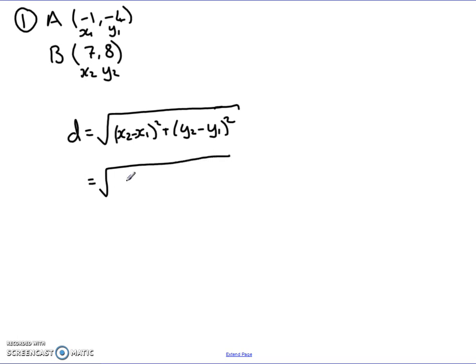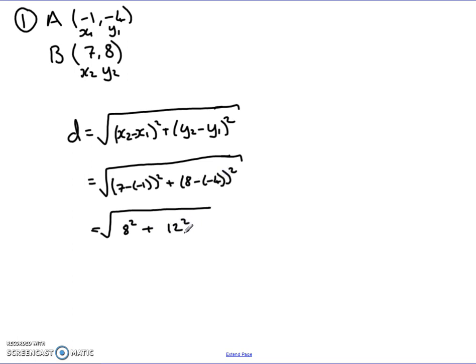So in doing this, my x2 minus x1 becomes quite simply 7 take away -1 squared. My y2 minus y1 becomes 8 take away -4 squared, and then I've got the square root overall. Then it's just a case of doing each of the numerical parts itself. So 7 minus -1 becomes 8, so it's 8 squared. 8 minus -4 becomes 12 squared.